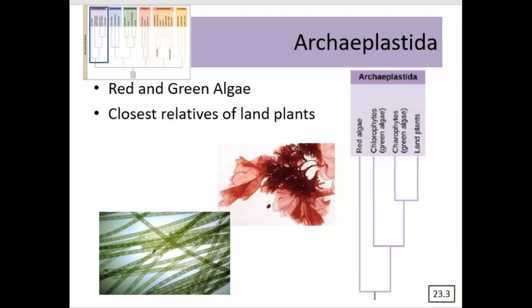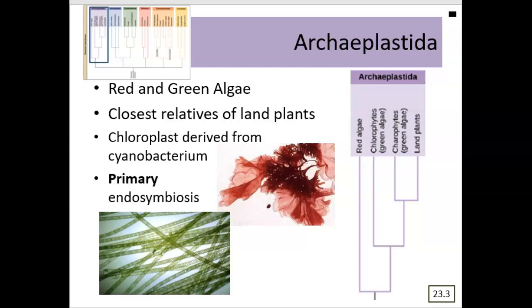The reason that this is such an important group is that the chloroplast that is found in red and green algae comes from cyanobacterium from a primary endosymbiosis. So as we'll see, the vast majority of photosynthetic protists got their ability to do photosynthesis from this primary endosymbiosis. That was that endosymbiosis where a cell engulfed another cell, that first step of endosymbiosis.